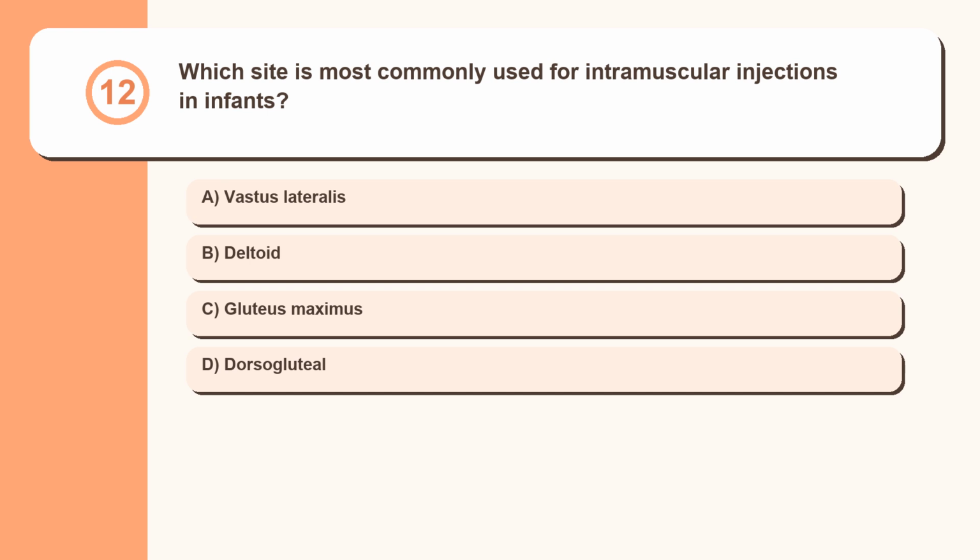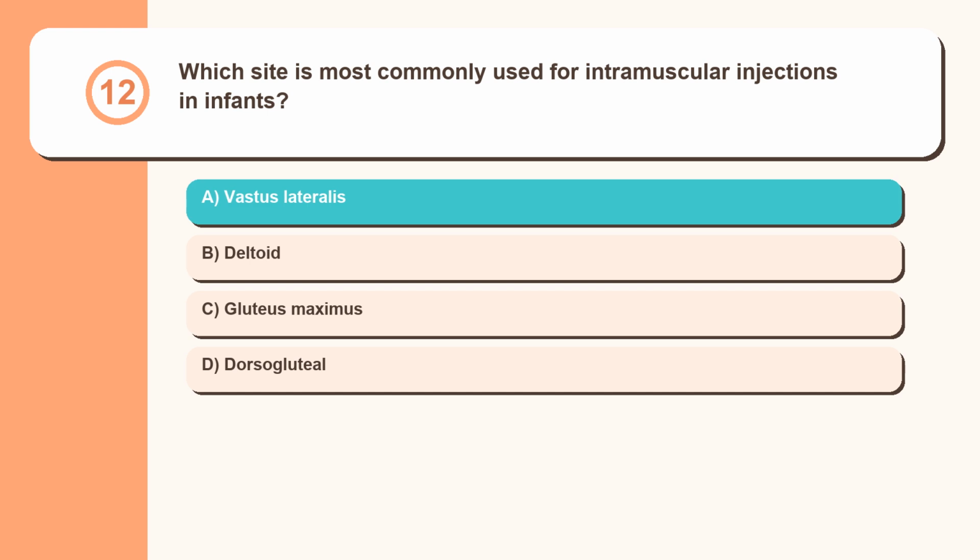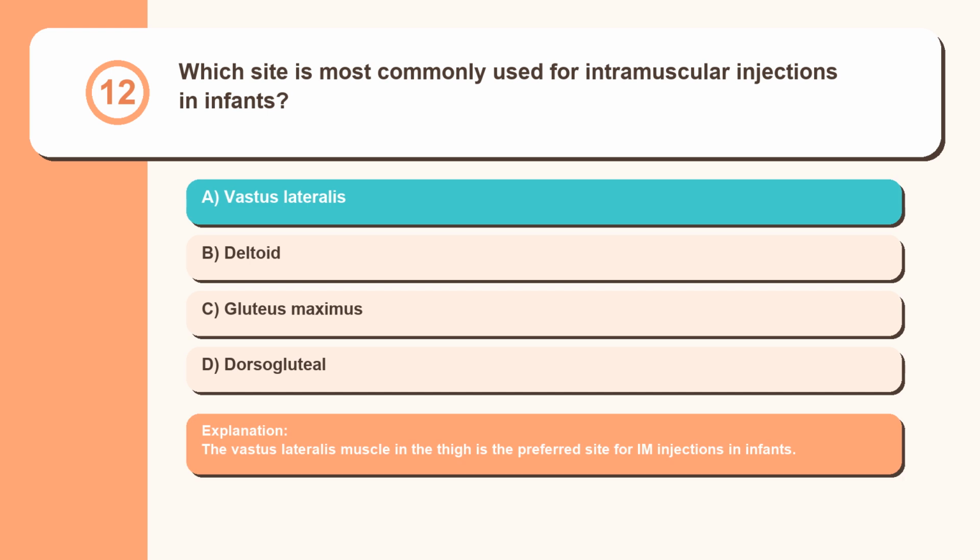Question 12. Which site is most commonly used for intramuscular injections in infants? Vastus lateralis, deltoid, gluteus maximus, dorsogluteal. The vastus lateralis muscle in the thigh is the preferred site for IM injections in infants.